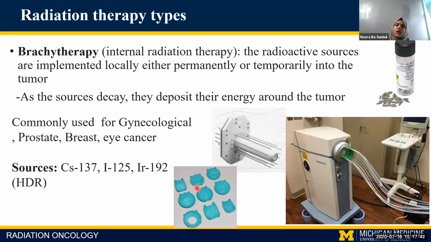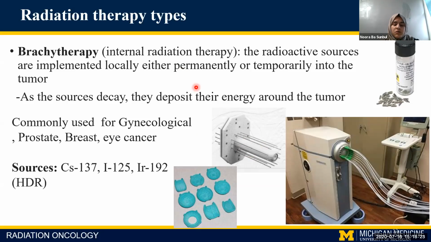So there are two main types of radiation therapy. The first one is called brachytherapy. In brachytherapy, sometimes known as internal radiation therapy, the radioactive sources are inserted locally inside the tumor, either permanently or temporarily. The shape of those radioactive sources could be seeds, as you can see in this figure, or needles, as in this other figure. Then as those sources decay, they will deposit their energy around or inside the tumor based on the prescribed dose.